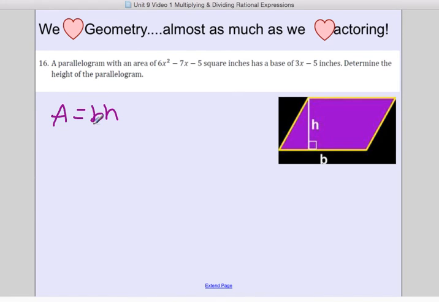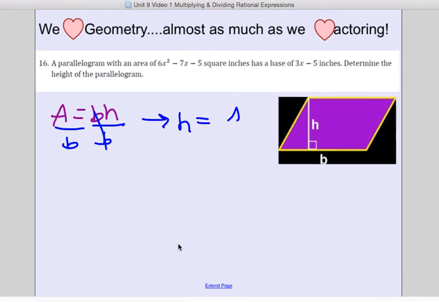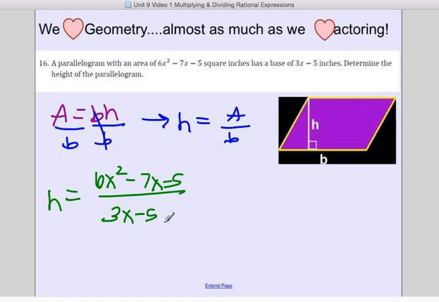So I'm just going to use this equation. To find the height, you'd have to take the area and divide it by the base. So we're going to find my height, and it's my area, which is 6x squared minus 7x minus 5, divided by the base, which is 3x minus 5. We just got done simplifying rational expressions, which this is. So now I need to factor my numerator.